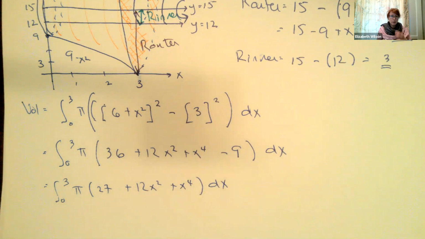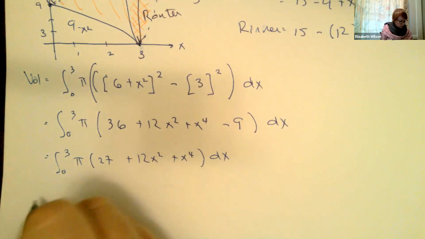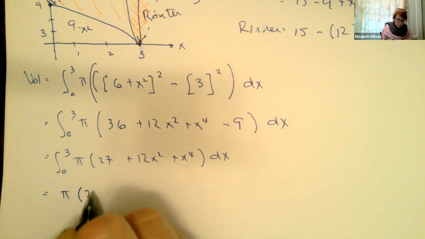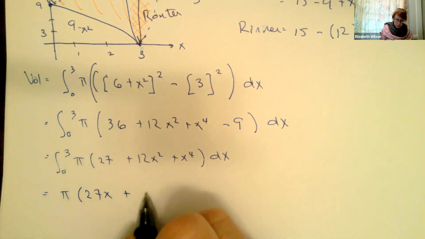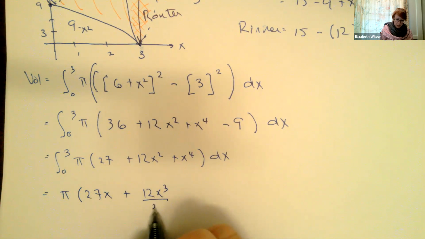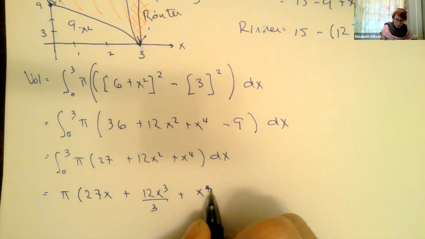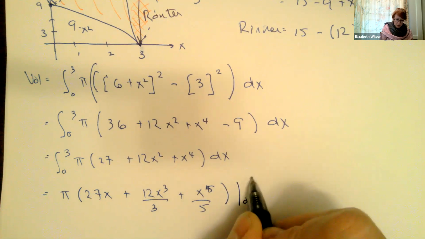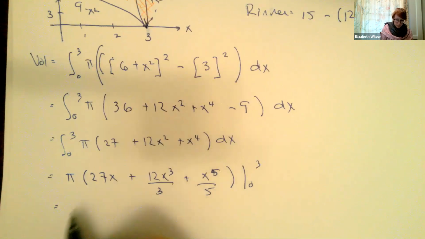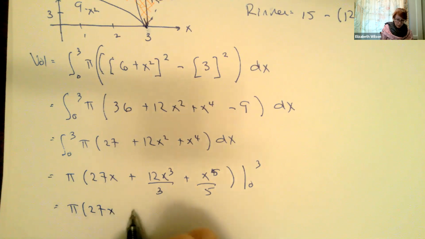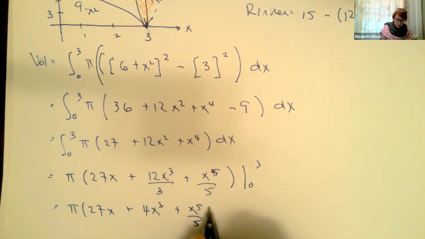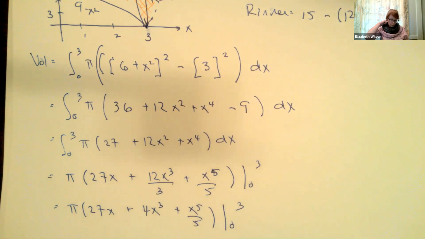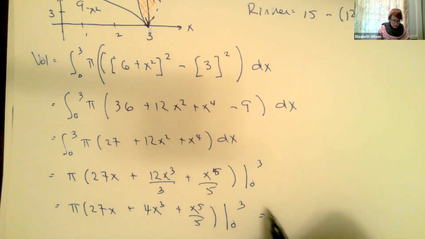Okay, and I'm just going to integrate using the power rule. So this is going to be pi times 27x plus 12x cubed over 3 plus x to the 5th over 5 from 0 to 3, which is really 12 divided by 3, 4x cubed, x to the 5th over 5 from 0 to 3. Then you just do the fundamental theorem of calculus, and I found this fraction here in terms of pi.